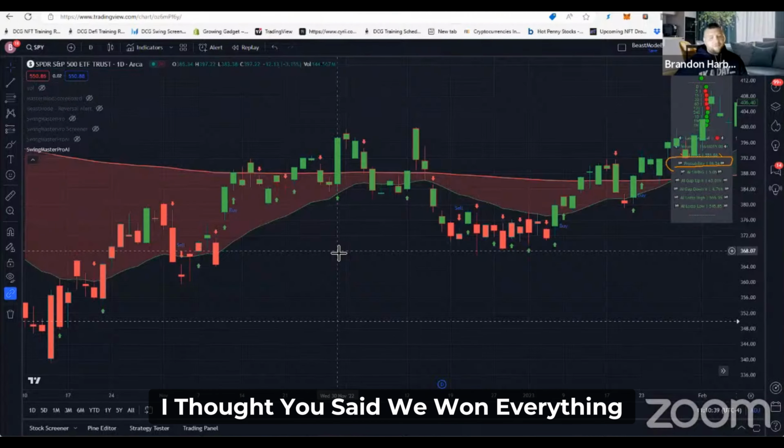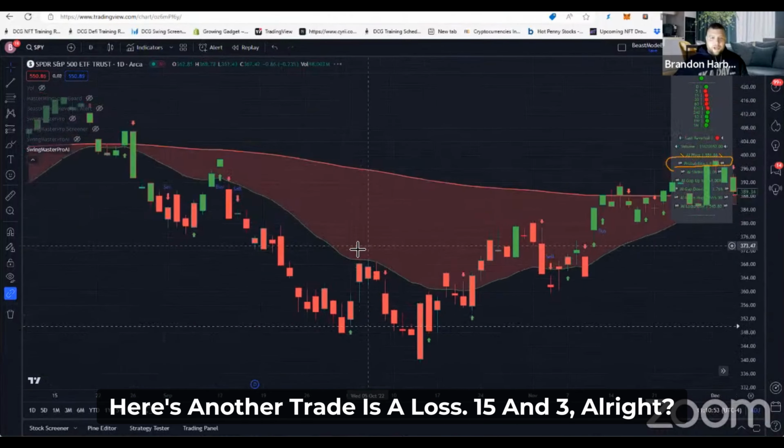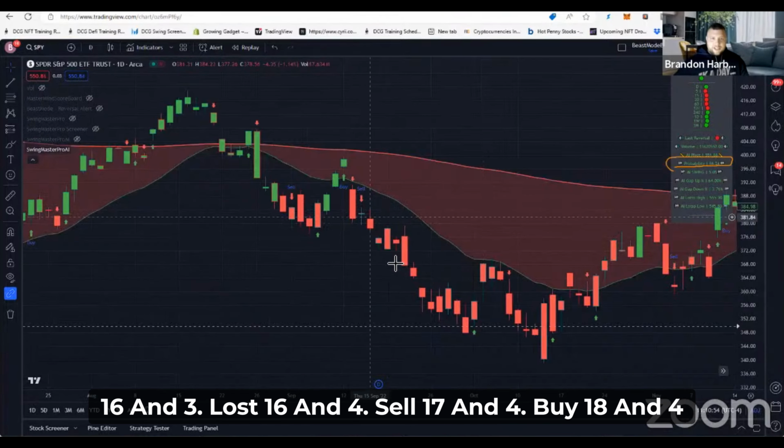I didn't say that. I said we're very good at what we do, and if you stay consistent and use risk management, you have a very good probability of playing in your favor. So we're 14 and 2. Now we're 15 and 2. Here's another trade, a loss. 15 and 3. All right, 16 and 3, loss. 16 and 4, sell. 17 and 4, buy. 18 and 4, sell. 19 and 4, 20 and 4, and you get the gist right there.